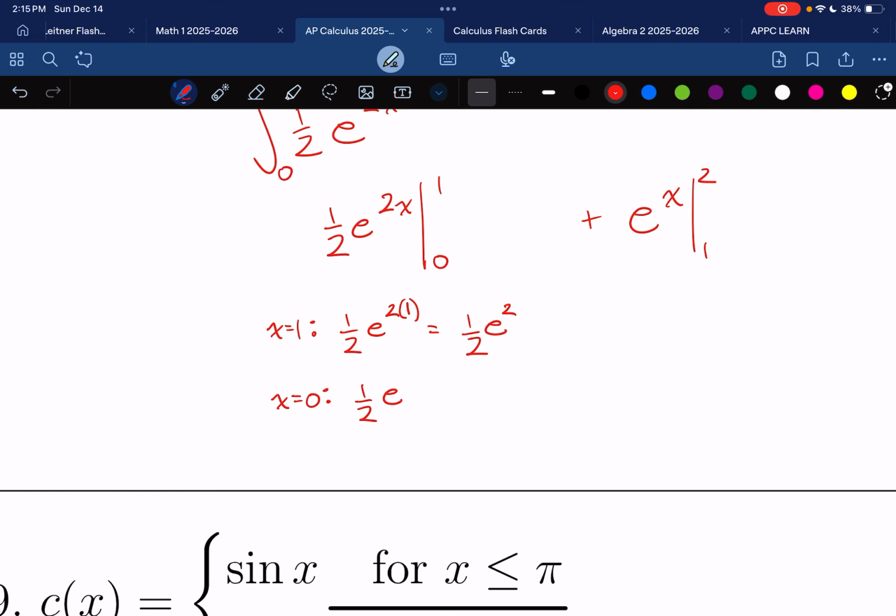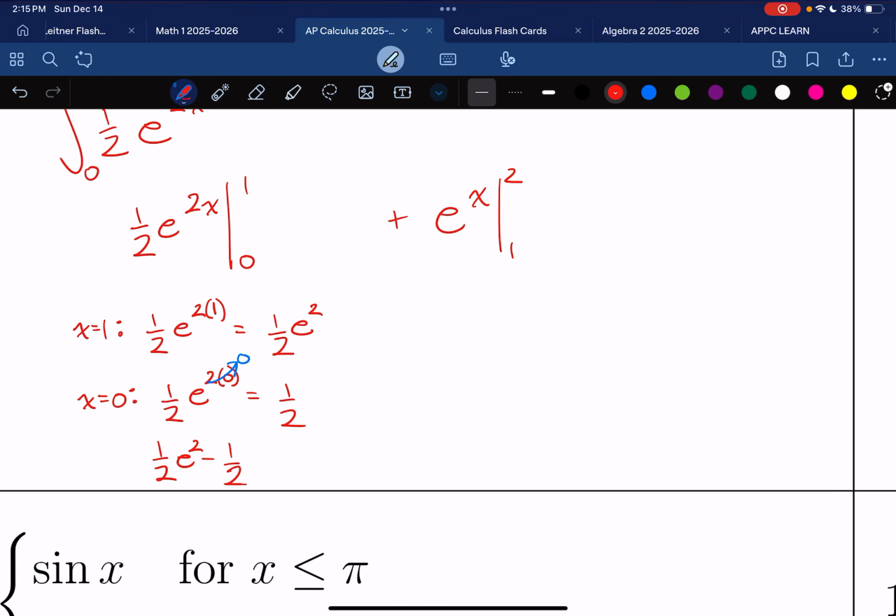In this case, I have 1/2 e to the power of 2 times 0. And you'll remember that 2 times 0 is 0, and anything to the power of 0 is 1. This whole thing is just 1, and this 1 times a half is a half. Therefore, it's a half. Let's go ahead and say 1/2. All right, and then if I subtract those two, I'm left with 1/2 of e squared minus 1/2.